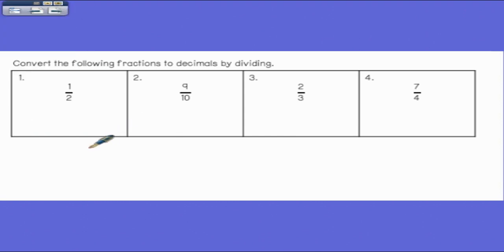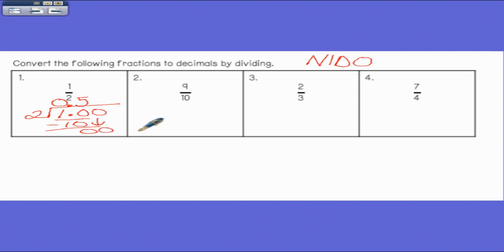Okay, we are going to convert the following fractions to decimals by dividing. So we're going to do NIDO. The numerator goes in, the denominator goes out. So my numerator goes inside, my denominator goes outside. We bring my decimal point up. And does 2 go into 1? The answer is no, so I put a 0 here. Does 2 go into 10? The answer is yes. How many times? 2 times what is 10? The answer is 5. So I'm going to subtract 5, and I have 0 as a remainder.